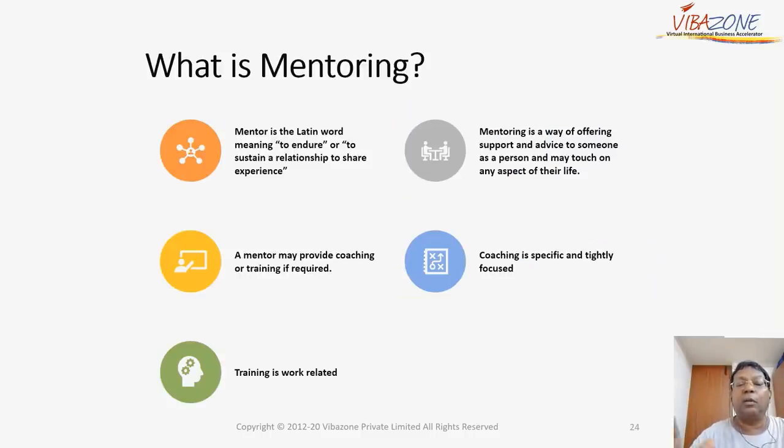Now, I'm going to focus on mentoring because I think that's what most incubators need to focus on, primarily how to do mentoring. This is a Latin word. Mentoring means to endure. Primarily what a mentor does is share his vast, unique, complex experience with the startup in a way the startup can understand. However, the mentor can at times do coaching or training if required. He can give training related work to the startup.